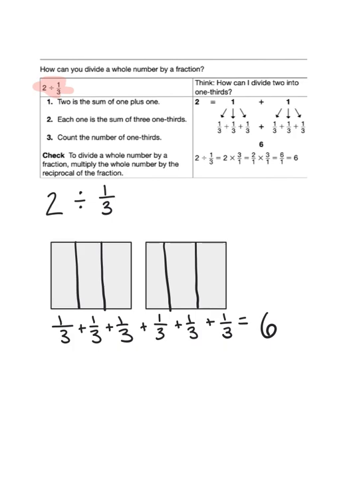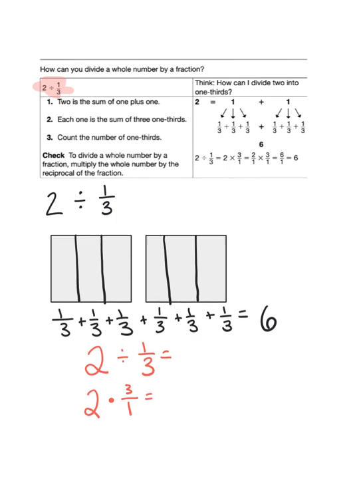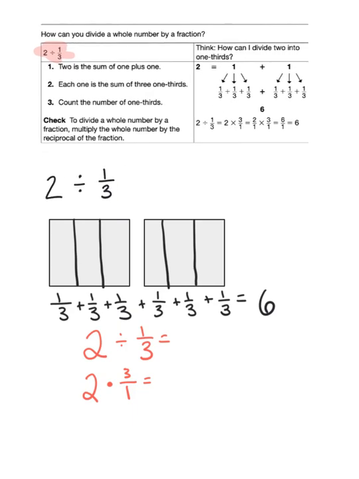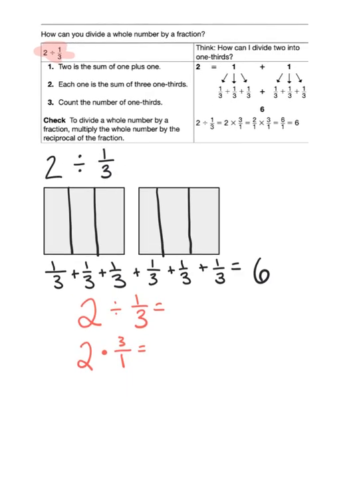If you are looking for a faster, more efficient way to solve this problem, here's how you would do it. 2 divided by 1/3 is the same as 2 times the reciprocal of 1/3, which is 3/1. To solve this, I can put 2 over a denominator of 1, because that does not change the value of my fraction.